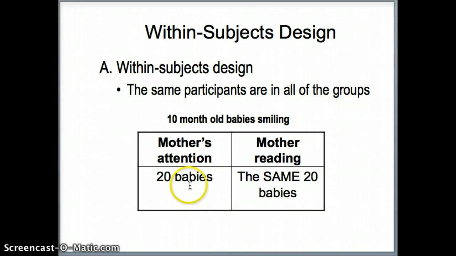So in this case, we had a situation where there are 20 babies, and the mother is paying attention to the babies, interacting with them, and you measure how often those babies are smiling. Then those same exact 20 babies are in the next condition where the mother's just hanging out next to them reading, but not necessarily interacting with them. And the experimenter would measure how often those babies are smiling. So you're comparing the amount of smiling in the first condition with mother's attention to the second condition when mother is reading and not necessarily paying attention to the babies, and seeing if there is a difference between those two means at those different times.